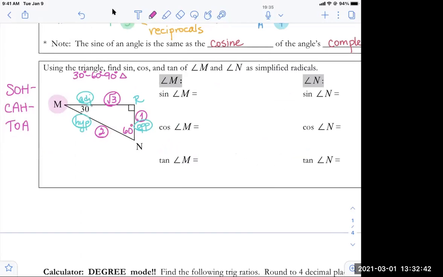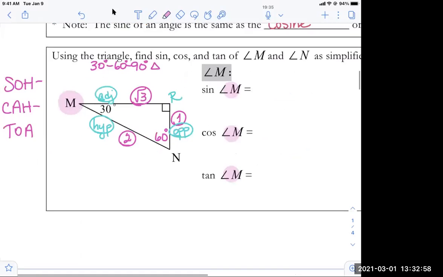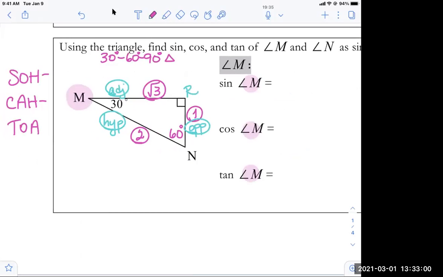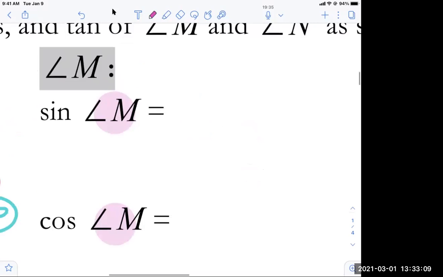So from angle M, sine is opposite over hypotenuse. Henry, tell me what the sine of angle M will be. Sine of angle M would be 2 because it's hypotenuse over opposite. It's opposite over hypotenuse. Oh, so it'd be 1/2 then. Okay, what about cosine?